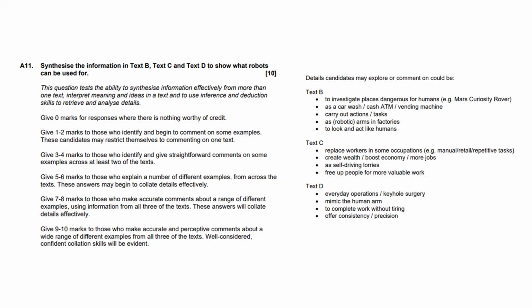Give 9 to 10 marks, and this is the A and A star territory. Give 9 to 10 marks to those who make accurate and perceptive comments about a wide range of different examples from all 3 of the texts. Well-considered, confident collation skills will be evident. I think what we've completed has been quite confident. I feel the text that we've created is an excellent substitute for the 3 texts that were originally given to us. So I think we can give ourselves a mark towards the top end of the mark scheme.